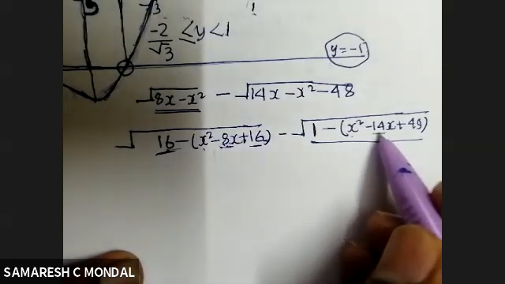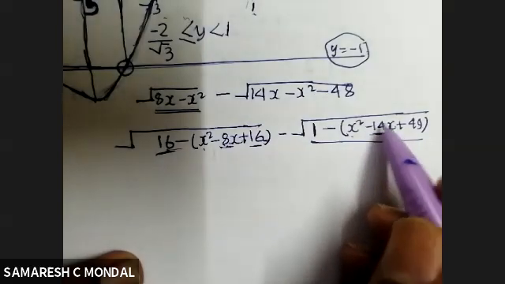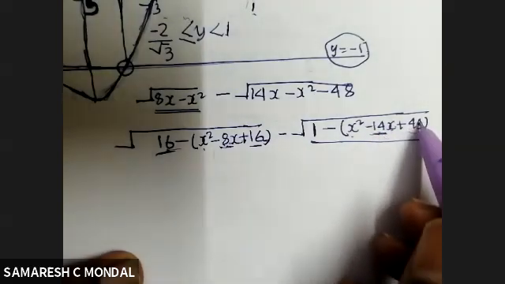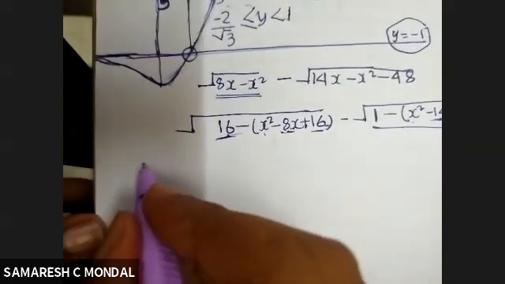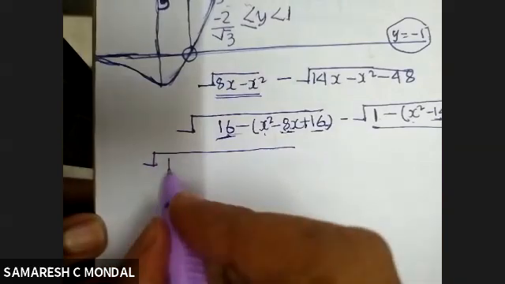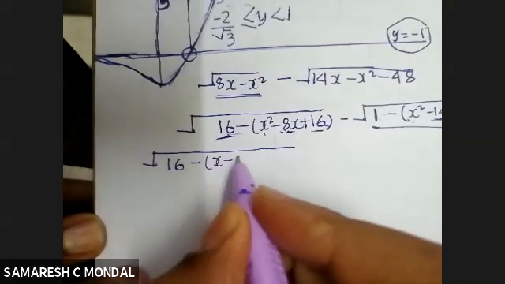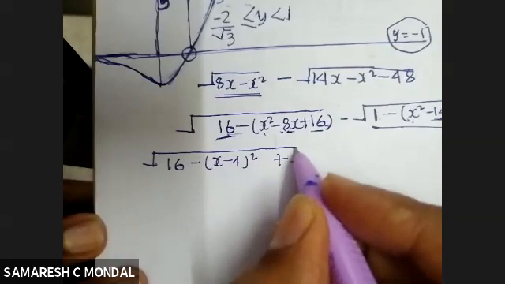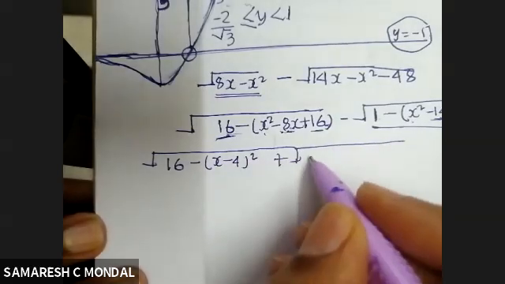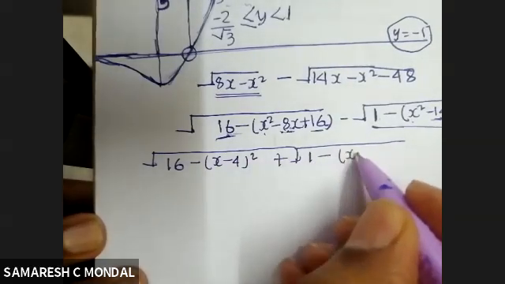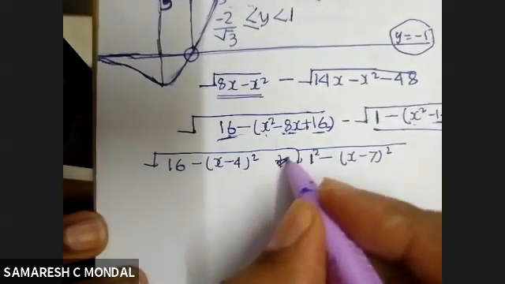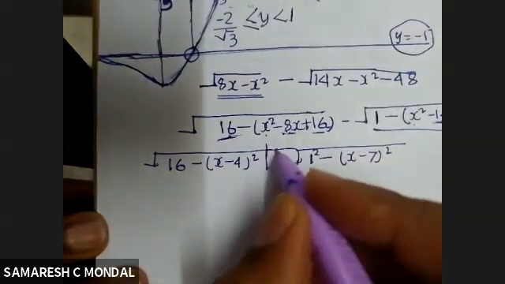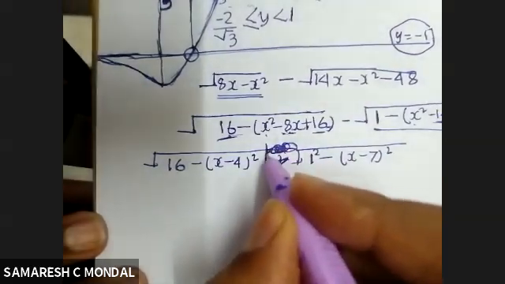Here x square minus 14x. So coefficient of x is 14. Half of 14 is 7, square of 7 is 49. So this is 16 minus x minus 4 the whole square, plus 1 minus x minus 7 the whole square. Sorry, these are in between minuses, under the root.